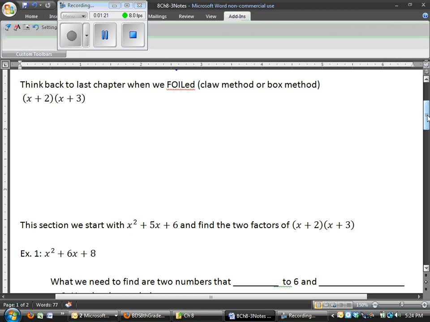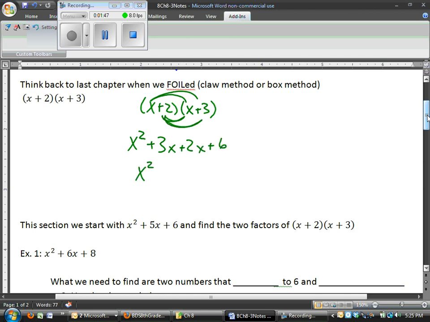If we take a look at this example, x plus 2 times x plus 3, if I do the claw method, I'll do just this one because we're not going to take too much time here. x times x is x squared. x times 3 is 3x. 2 times x is plus 2x. And 2 times 3 is plus 6. So when we simplify that, we get x squared plus 5x plus 6.